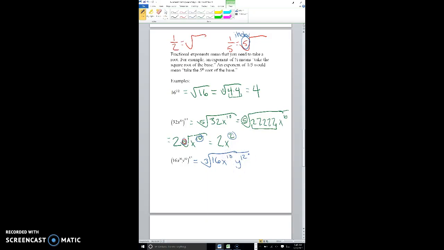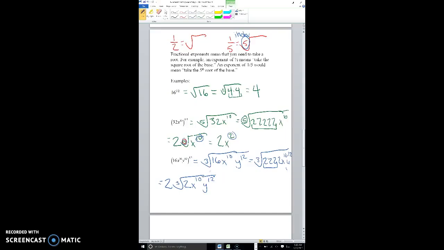Okay, so when we factor 16, it's 4 2's. So there's a 3 of a kind of 2's that can come out, so we're definitely going to have a 2 that comes out here. But then a 2 was left behind because there were 4 2's in there, so one of the 2's is stranded inside the radical. And then we have x to the 10th, y to the 12th.